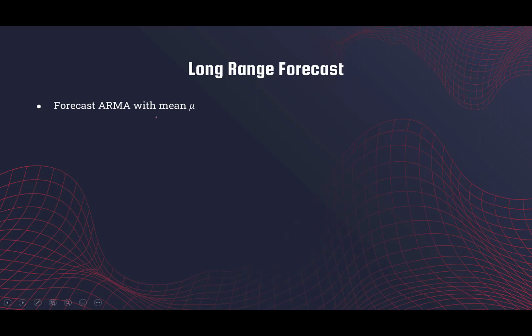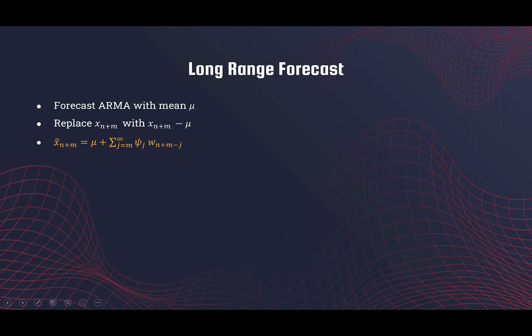Say the ARMA series has a mean mu. So far we've been assuming it has mean 0, but even if it has a non-zero mean, it's not too hard. We are just going to replace x_{n+m} with this. So we just subtract the mu. That's all we're going to do.